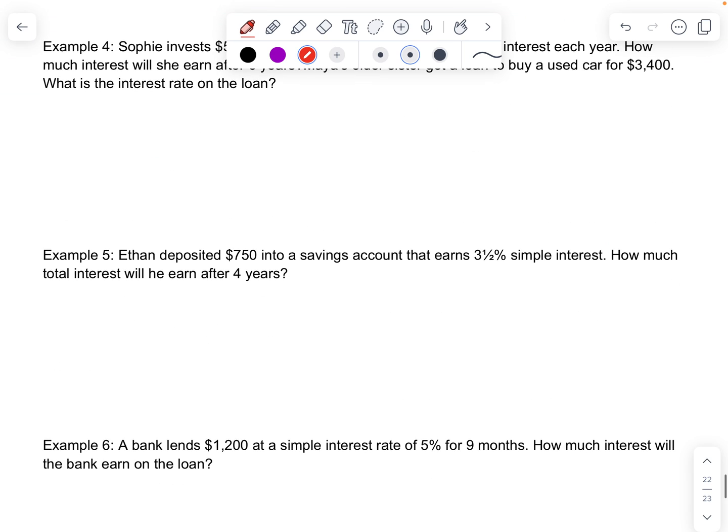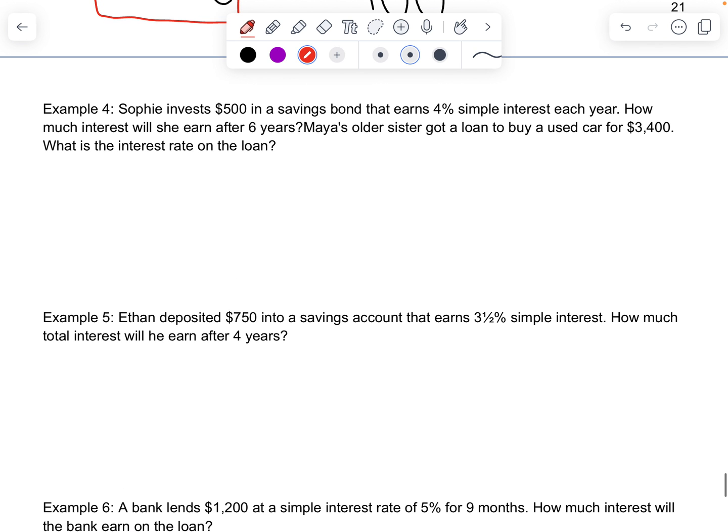All right, flip it over. If you're doing good, feel free to try a couple on your own. If you are struggling and need some help, just keep watching. This one had some extra things in here. This one had like the second problem. Cross that out. All right, Sophie invests $500 into a savings account that's going to earn 4% every year. How much will she get after 6 years?